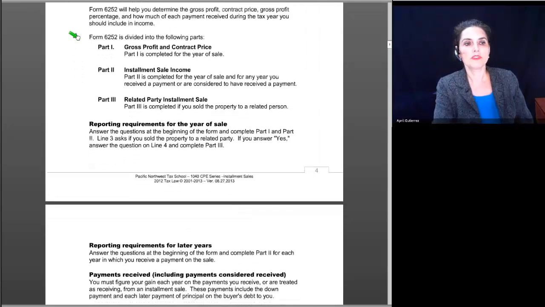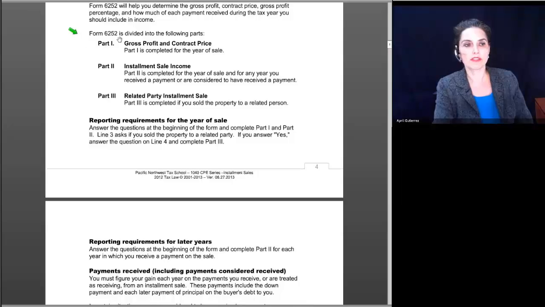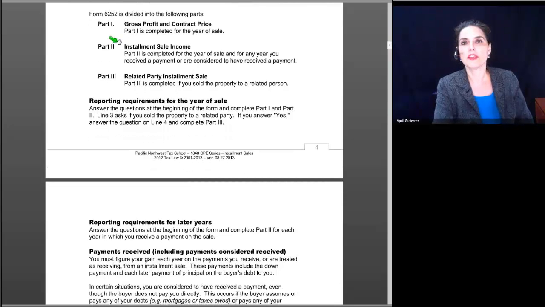Form 6252 is divided into the following parts. Part 1 is used to figure the gross profit and the contract price, and it is completed in the year of the sale. Part 2 is used to figure the income from the installment sale. Part 2 is completed for the year of sale and for any year you received a payment or are treated or considered to have received a payment. And then Part 3 is filled out if you sold the property to a related person.